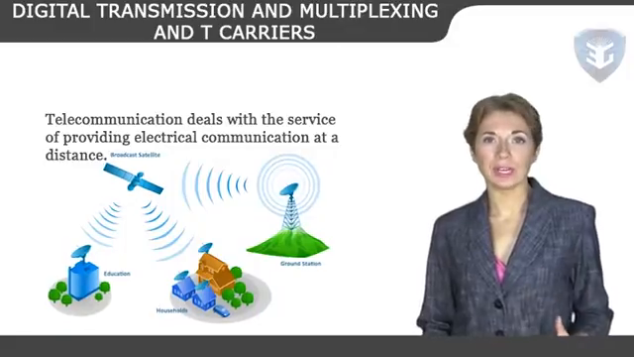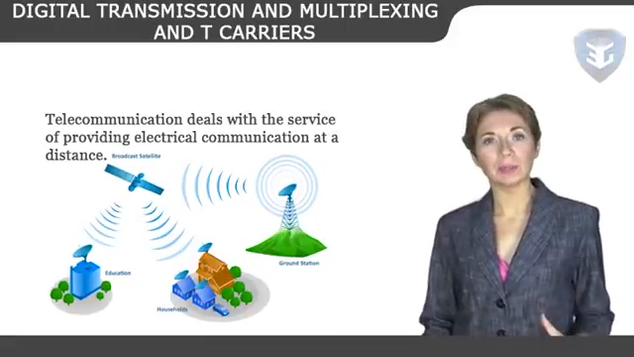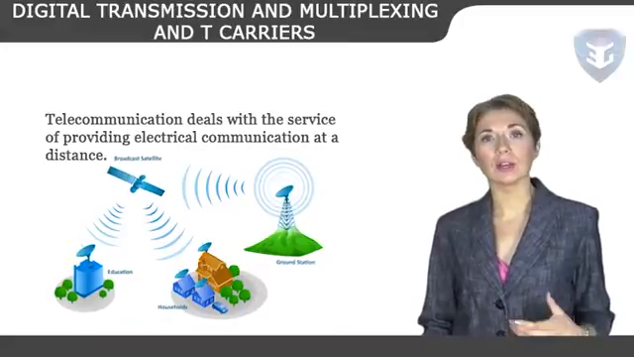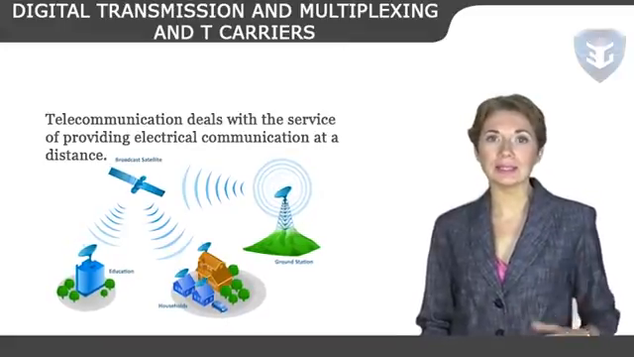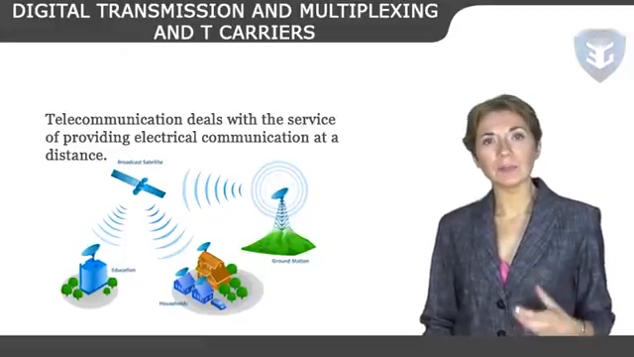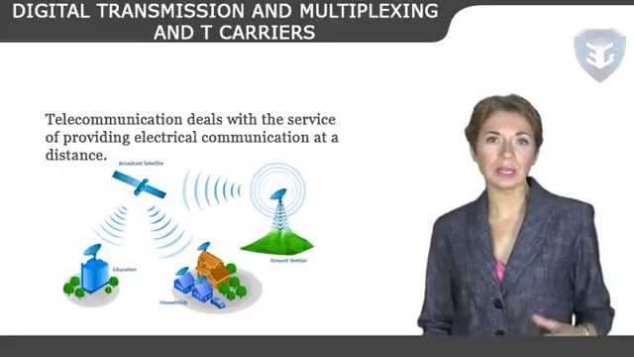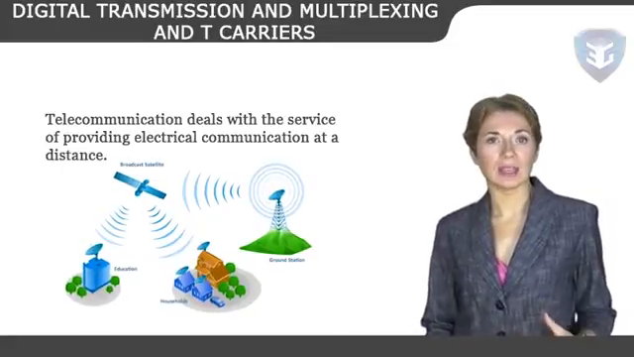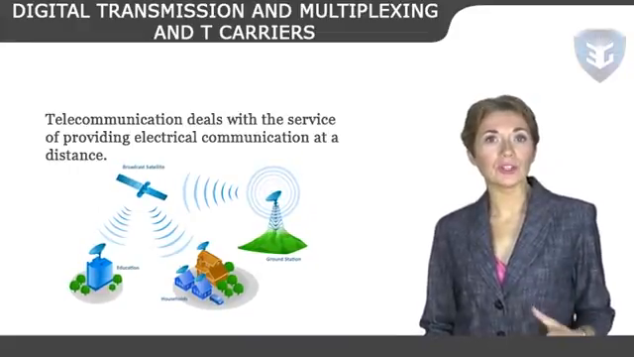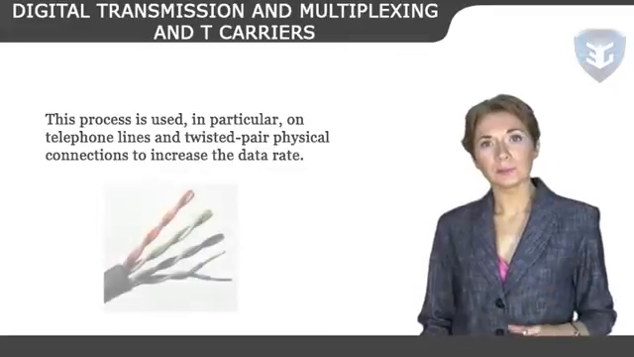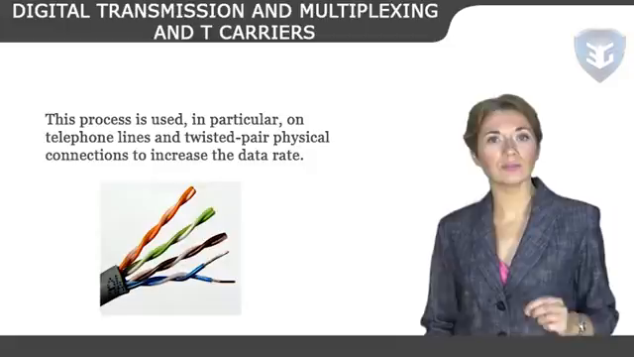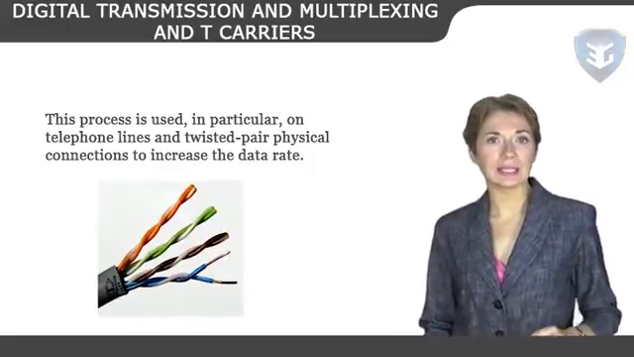Let's start with a brief introduction to digital transmission and multiplexing and T-carriers. Telecommunication deals with the service of providing electrical communication at a distance. The information content of an analog signal is conveyed by the value or magnitude of some characteristics of the signal, such as phase, amplitude, frequency of a voltage, the amplitude or duration of a phase, and so on. This process is used in particular on telephone lines and twisted pair physical connections to increase the data rate.